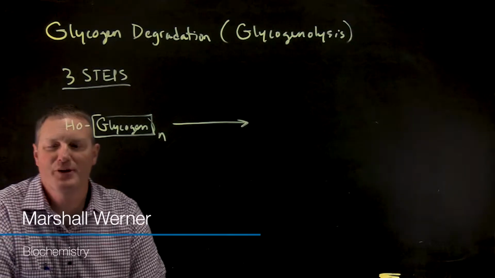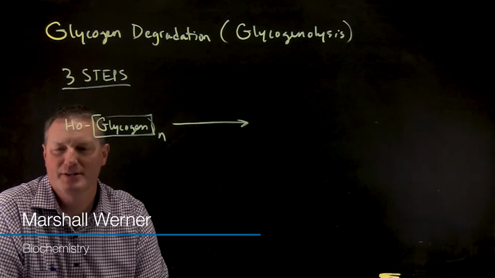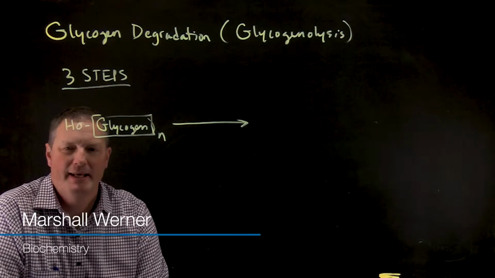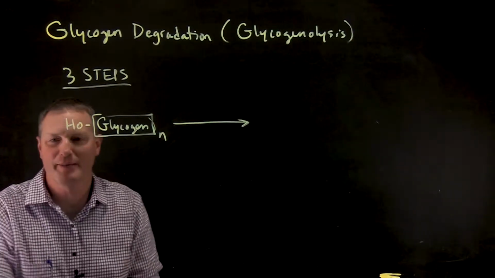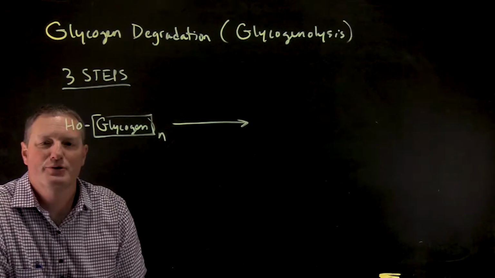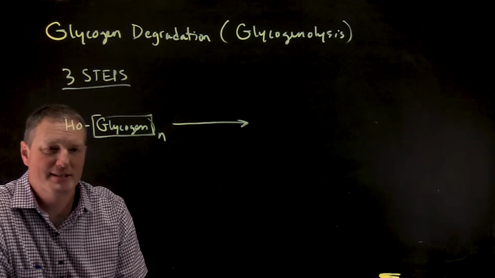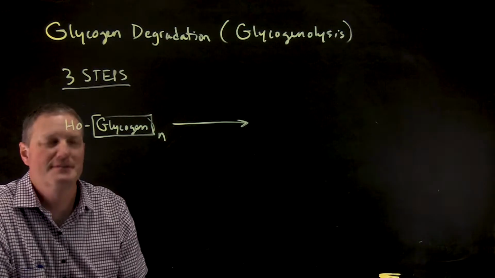Hey everyone, in this video we're going to talk about the process called glycogen degradation. It's also sometimes called glycogenolysis, lysis meaning we're going to break it apart. And similar to the reverse process, glycogen biosynthesis, this process will have 3 steps.